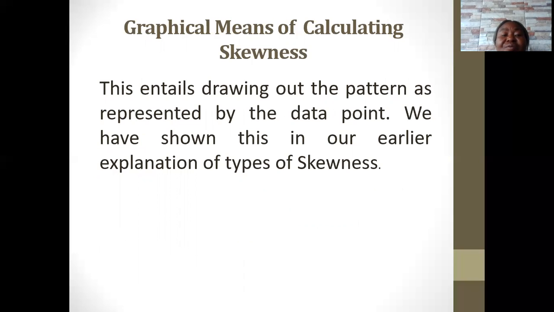Graphical means of calculating skewness. This entails drawing out the pattern as represented by the data point. We have shown this in our earlier explanation of types of skewness. It was a diagram which resulted from plotting the data points, and we use it to show negative skewness, positive skewness, and symmetry.